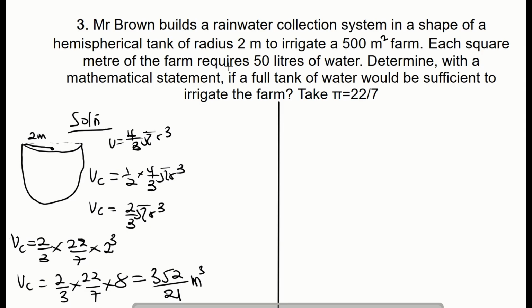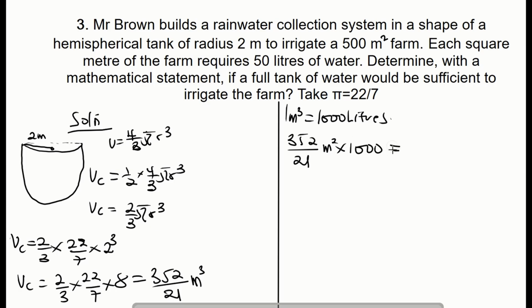Okay, now we have to identify that this is the water. Each square meter of the farm requires what? 50 liters of water. So this is in meters cubed. We have to change it to what? Into liters. Changing that into liters, we know that 1 meter cube is equal to 1000 liters. So we have to change that, which means that our 352 over 21 meter cubed is going to be times 1000 liters.